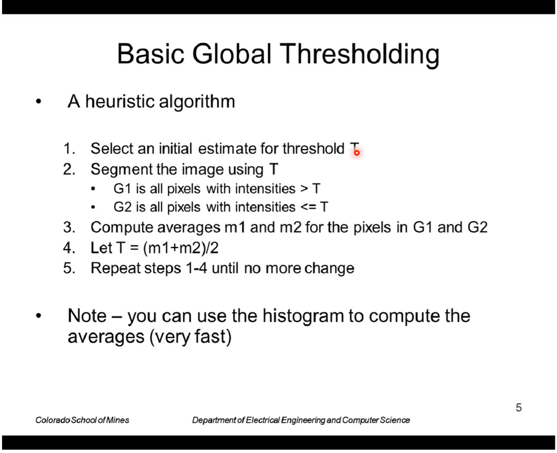We select an initial guess for the threshold, and segment the image using that threshold into 2 groups. Group 1 has pixels with intensities greater than t, group 2 has pixels with intensities less than or equal to t. We compute the averages for the 2 groups and set the new threshold as the value midway between those 2 averages. Then we repeat steps 2 through 4 until there's no more change. An advantage of this is that you can use the histogram to do all this, because you can find the mean just using the probability distribution.